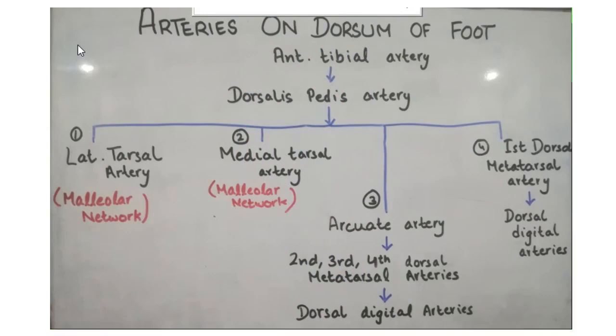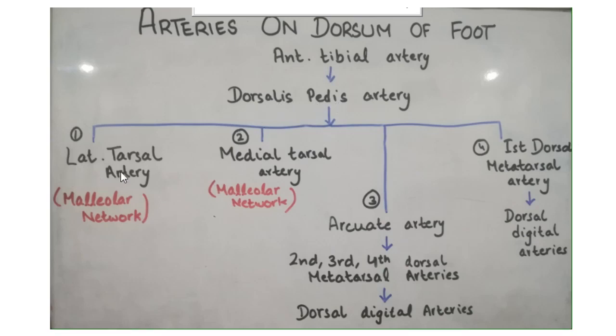This is a flow sheet showing arterial supply on the dorsum of the foot. I have summarized today's lecture in this flow sheet. Let's have a quick review of this. First of all, we have anterior tibial artery. Continuation of anterior tibial artery onto the dorsum of foot is Dorsalis Pedis artery. This Dorsalis Pedis artery gives off 4 branches on the dorsum of the foot.